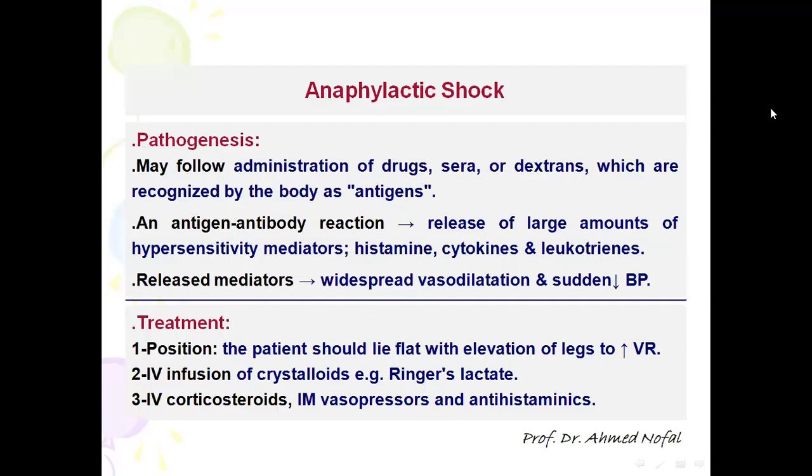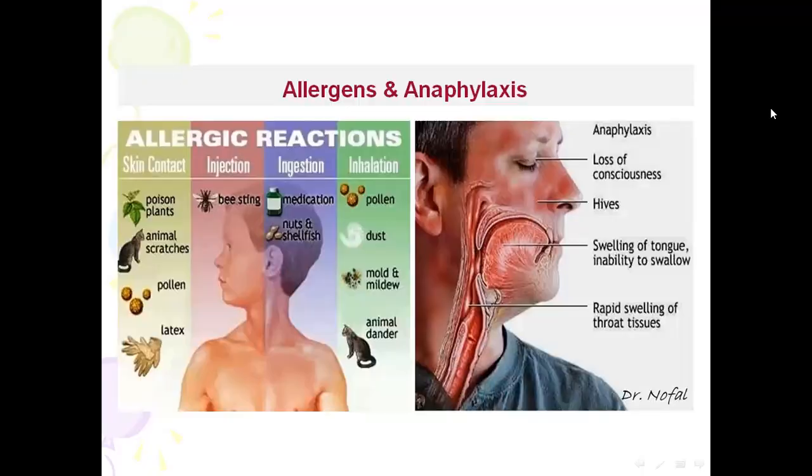Anaphylactic shock: this is an antigen-antibody reaction which occurs following administration of drugs, serum, dextrans, or whatever. This will cause a release of large amount of hypersensitivity mediators like histamine, cytokines, and leukotrienes. The released mediators will cause widespread vasodilatation and sudden hypotension. Treatment is by putting the patient in shock position, IV fluids. The characteristic treatment is IV corticosteroids and IM vasopressors and antihistamines.